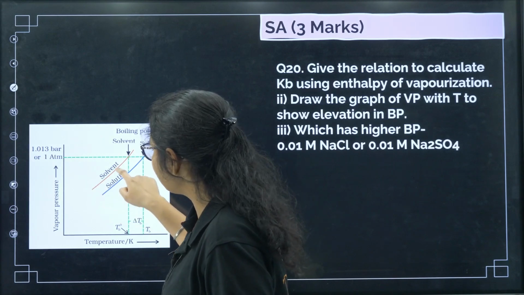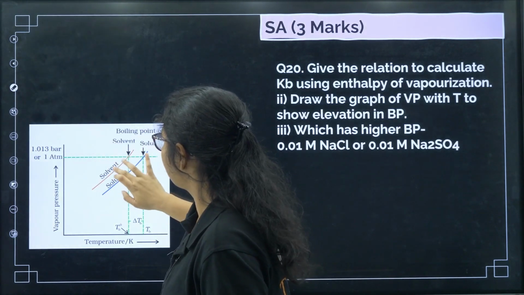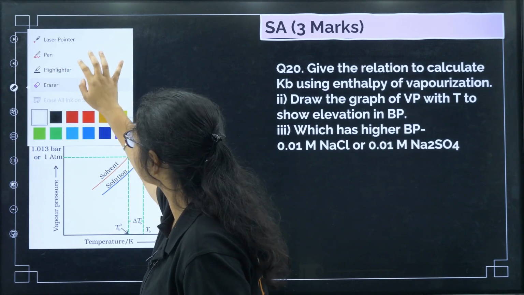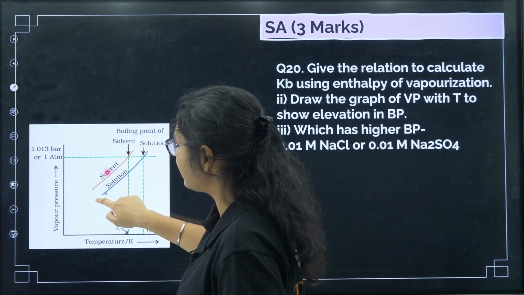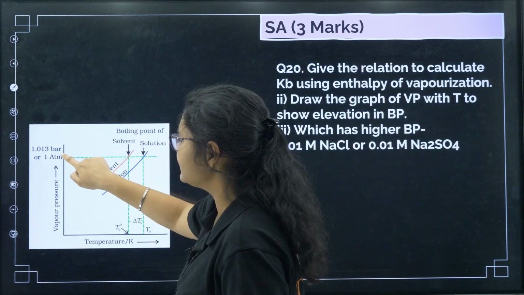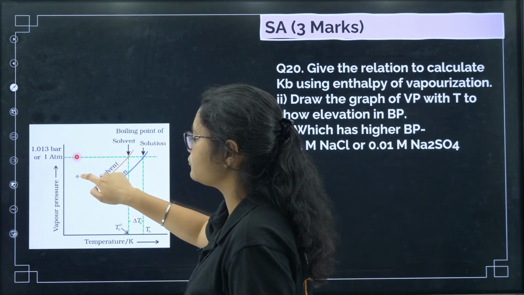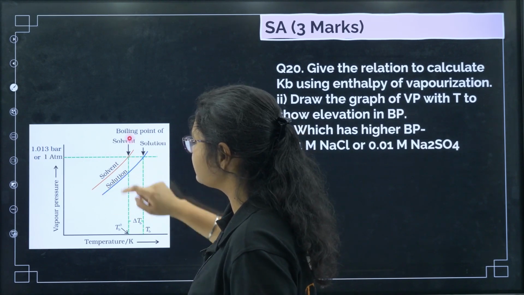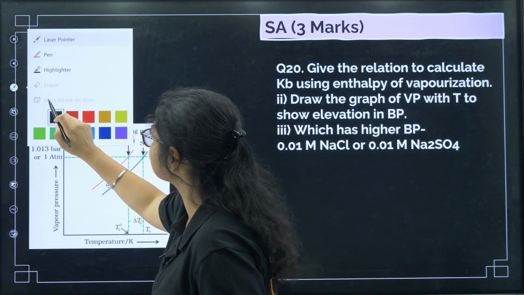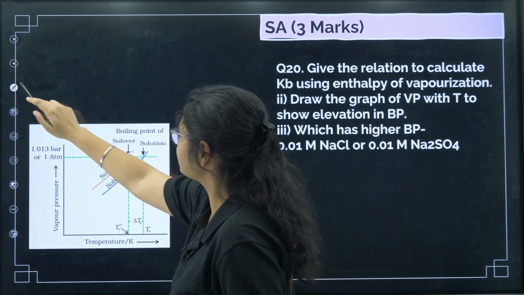See, this is the vapor pressure of the solvent. Can I use a laser pointer to explain? Okay, so this is the vapor pressure of the solvent, and this is the atmospheric pressure. When the solvent vapor pressure meets the atmospheric pressure, okay, I will come back to my own style of using the pen.